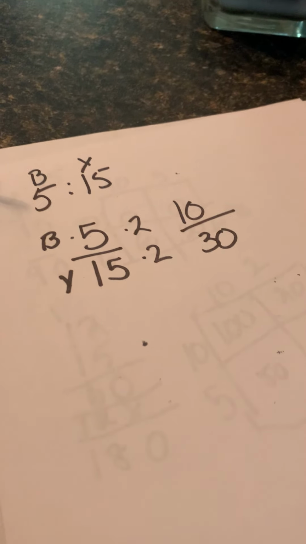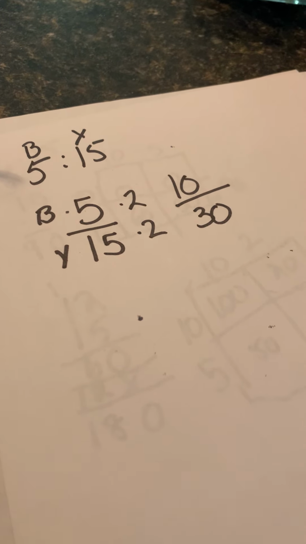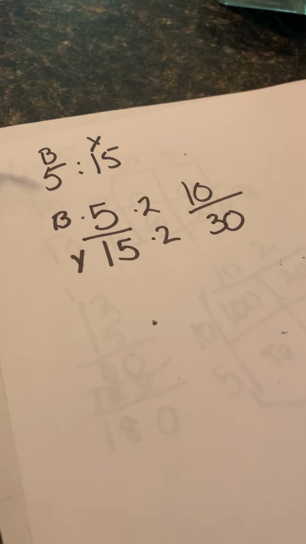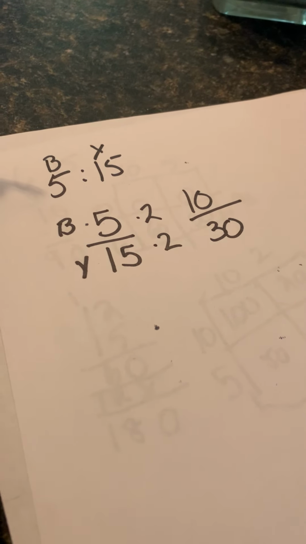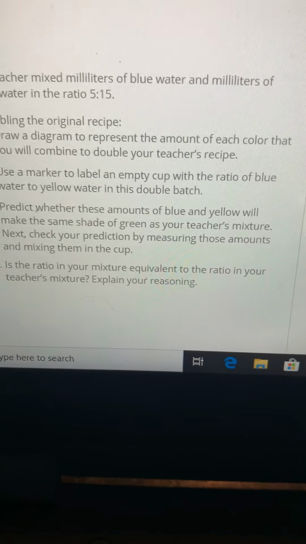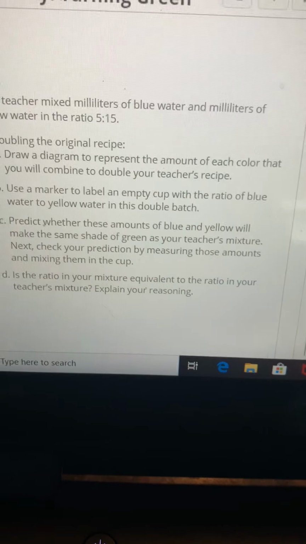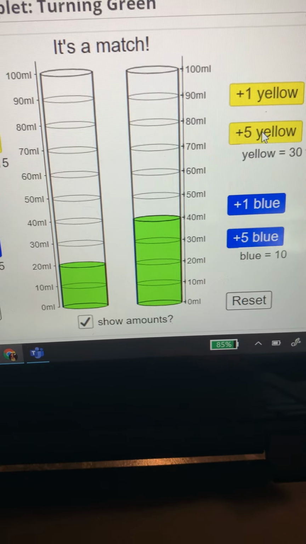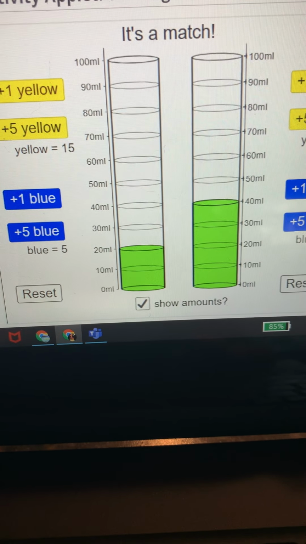So it's finding equivalent ratios like we did before, because if you say that the ratio of 5 to 15 is what the teacher had used to find blue to yellow, made green, if you wanted to make twice as much, you would just double it. Use a marker to label an empty cup. Obviously, you don't need to do that for the double batch. You showed it right over here. So there's your work. And you can actually take a picture of that if you want to send it to me, or you could have done work like this.